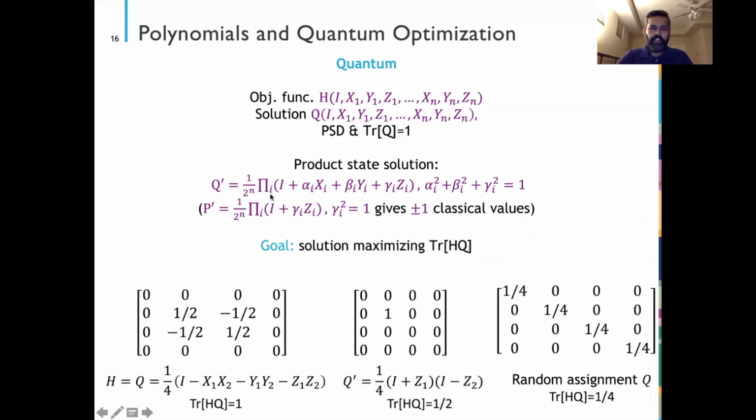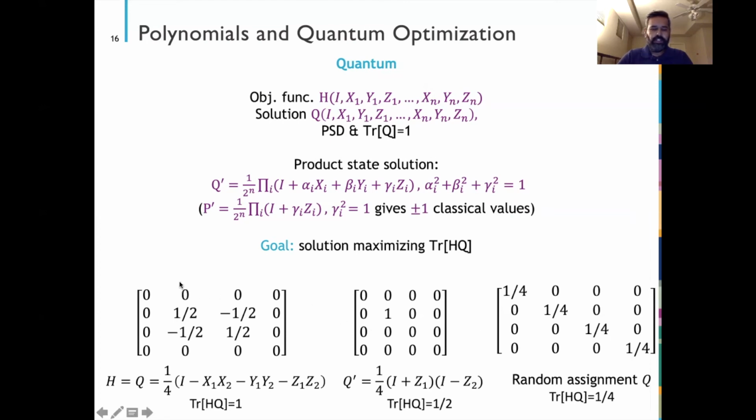As a polynomial, this is expressed as the product of a bunch of terms of the form I plus alpha_i X_i plus beta_i Y_i plus gamma_i Z_i, where alpha, beta, and gamma are real scalars, and the sum of the squares has to be 1. In particular, if we made alpha and beta 0, and we only had gamma be plus or minus 1, this would correspond exactly to a classical solution where we're producing an exact binary string as output.